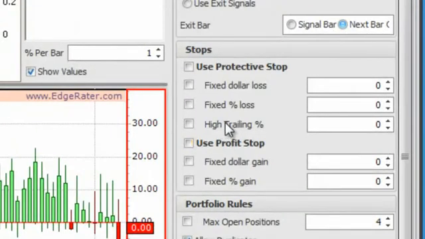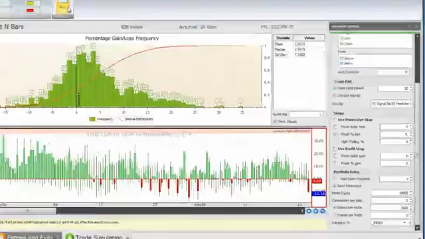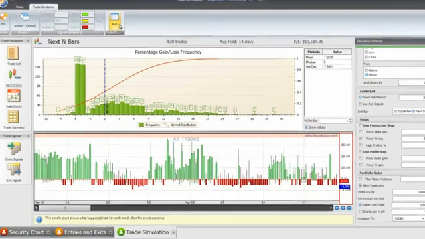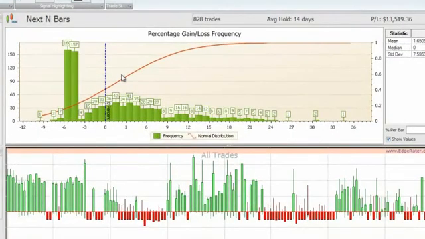So you can use a protective stop. Let's say a fixed percentage stop, for example. And we'll say we don't want to ever lose more than 5%. Let's see how that affects this chart. You see what's happened? Well, it cuts your profits way down. All right, and also look at the way this chart is now shaped.